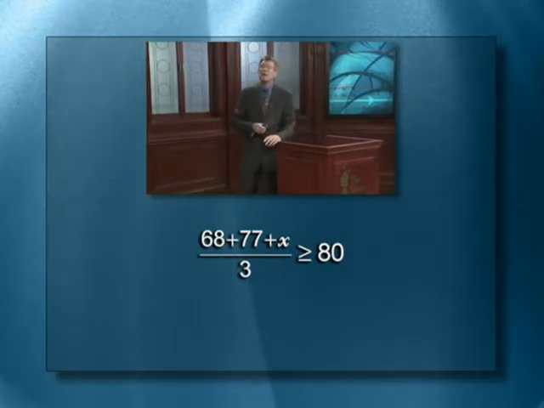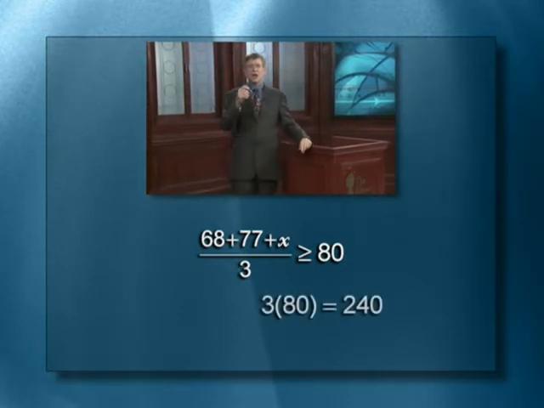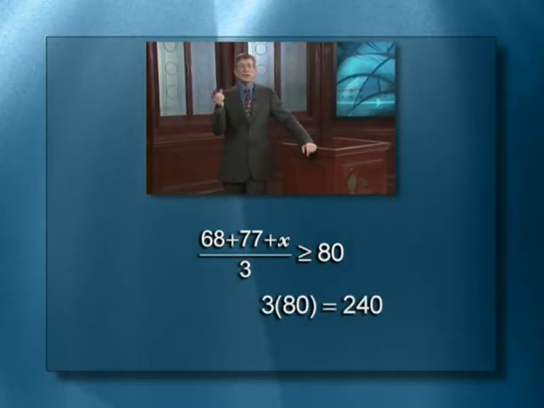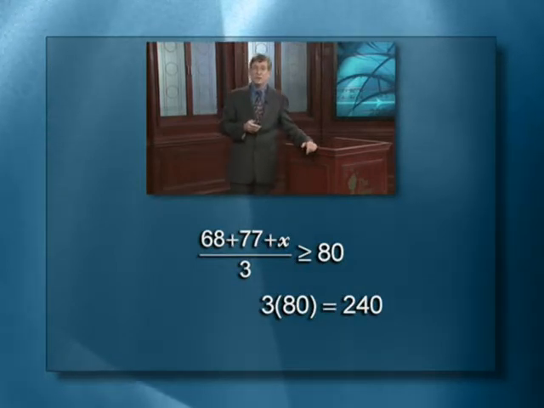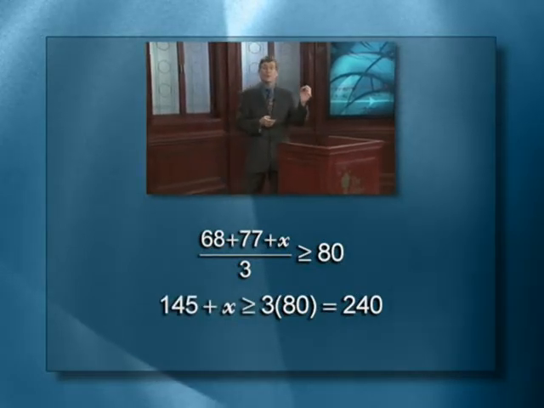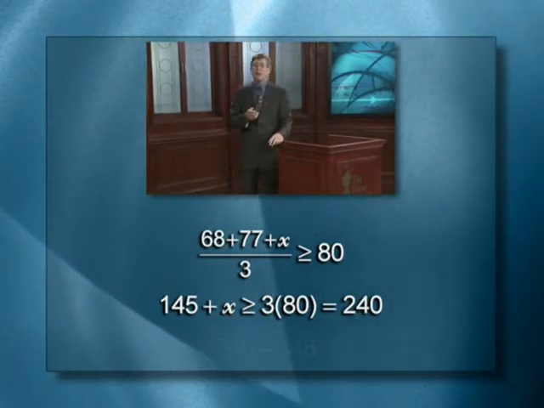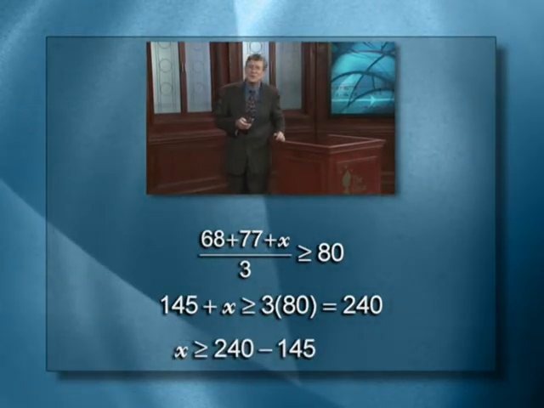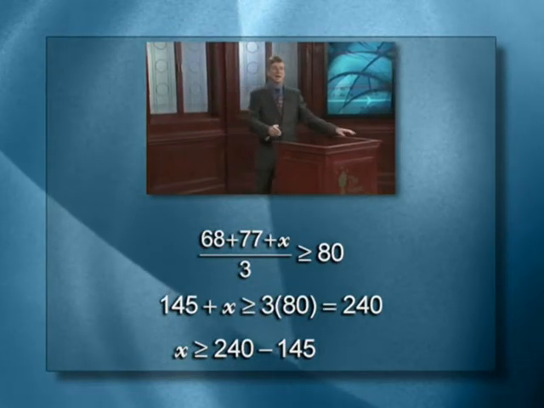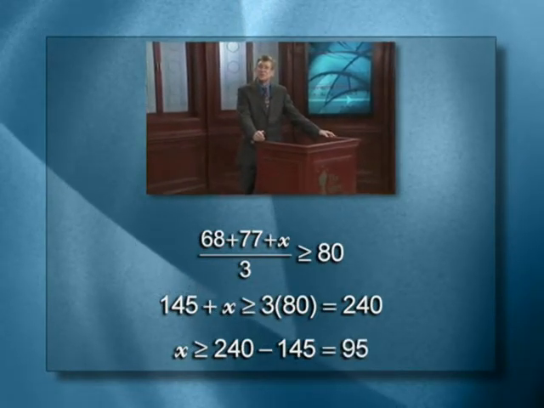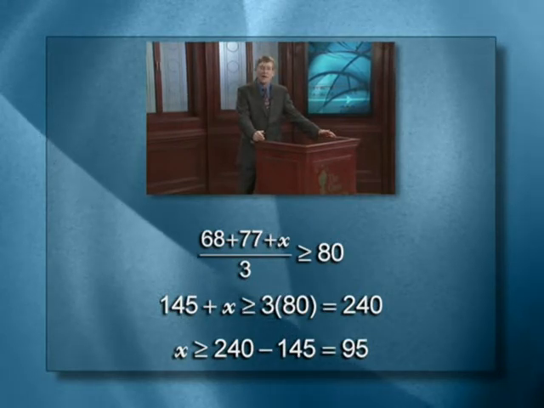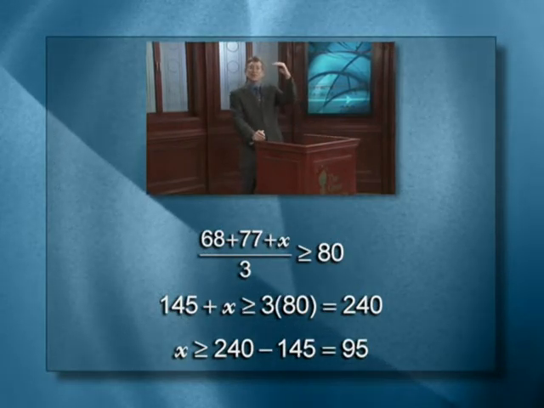How about if we multiply by 3 first? That would give us, on the right-hand side, 3 times 80, or 240. I can also add the 68 and the 77 and get 145. So the left-hand side is 145 plus x. Now move the 145 over to the other side, and we have x greater than or equal to 240 minus 145, or 95. So the student has to score 95 or better on the 3rd test to raise the average to 80 or higher. Again, I answer this kind of question all the time as a professor.